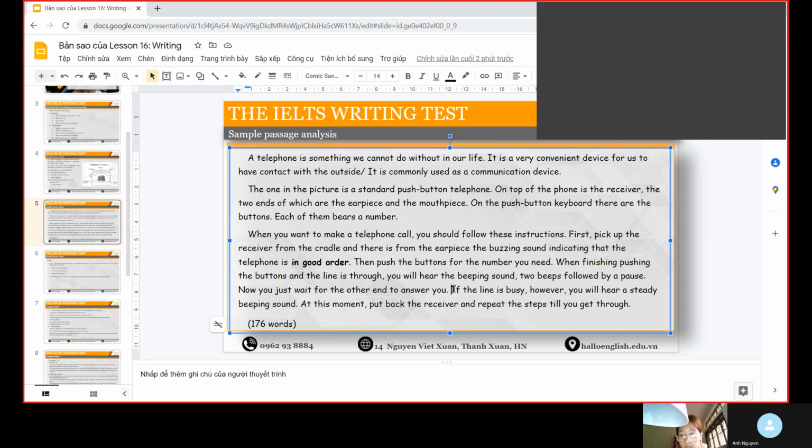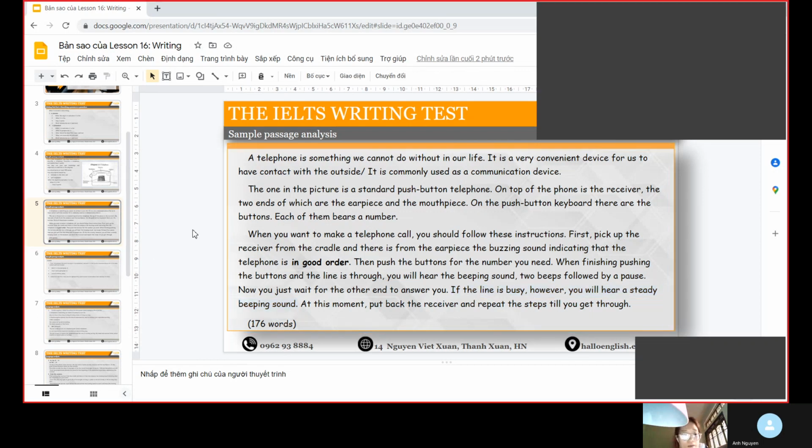If the line is busy, however, you will hear a steady beeping sound. Nếu như mà cái đường dây nó không hoạt động, nó bị tắc, thì bạn sẽ nghe thấy một cái tiếng beeping nó kéo rất là dài, rất là ổn định. At this moment, put back the receiver and repeat the steps to get through. Và những cái lúc như thế này thì hãy đặt lại cái receiver vào cái giá đỡ và lặp lại những cái bước cho đến khi cái đường dây của bạn được thông.